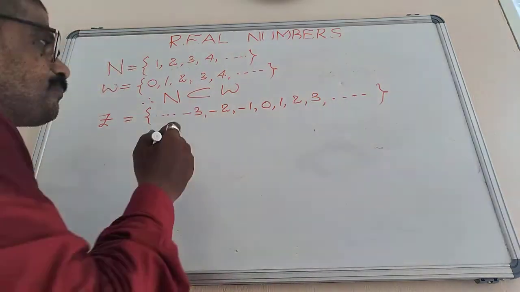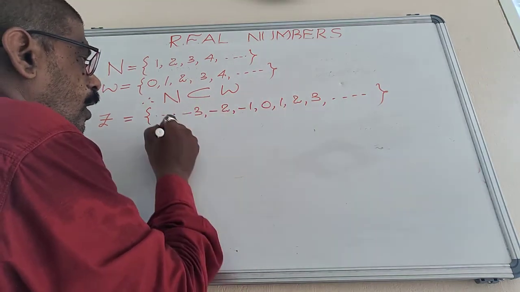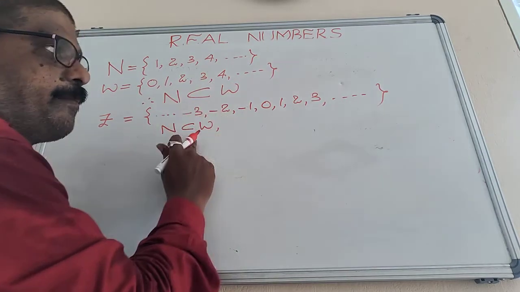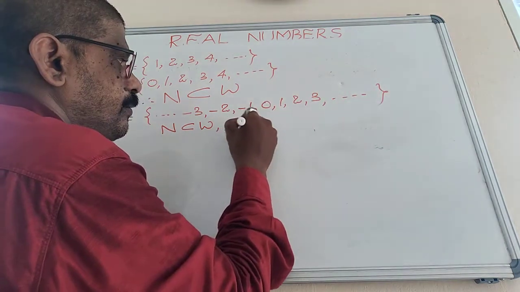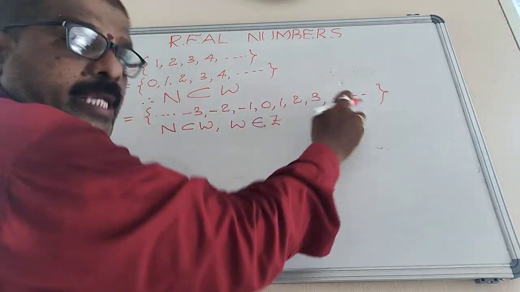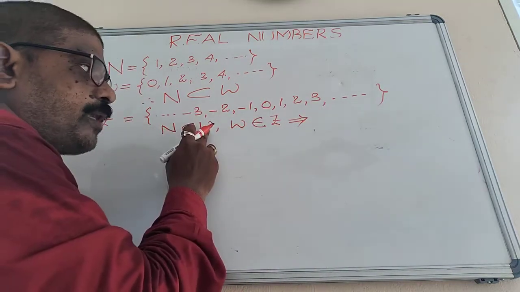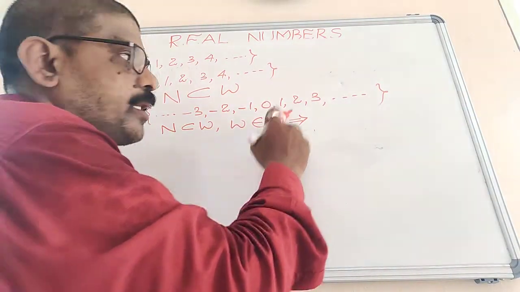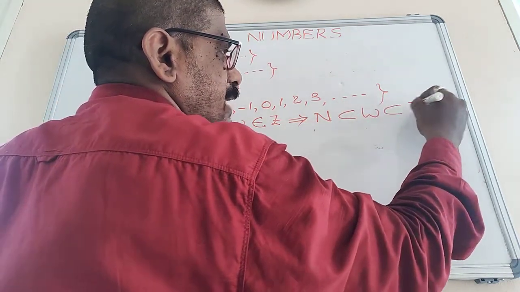We can write all natural numbers are in whole numbers. The next one, all whole numbers are in integers. What do you observe? All natural numbers are in whole numbers, all whole numbers are in integers. Now we have to observe that N is a subset of W, which is a subset of Z. Clear?